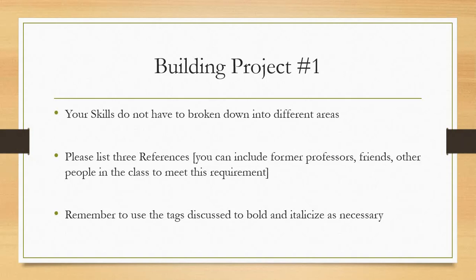Additionally, your skills don't have to be broken down into different areas like Professor Nazzaro's example. You can specifically list a few skills that you may have or believe you have in one specific area labeled skills. Also, please list 3 references. You can list former professors, friends, random people in the course, anything to meet this requirement. And remember to use the tags previously discussed to bold and italicize as necessary. That is the B, strong, I, and EM tags that we previously discussed.